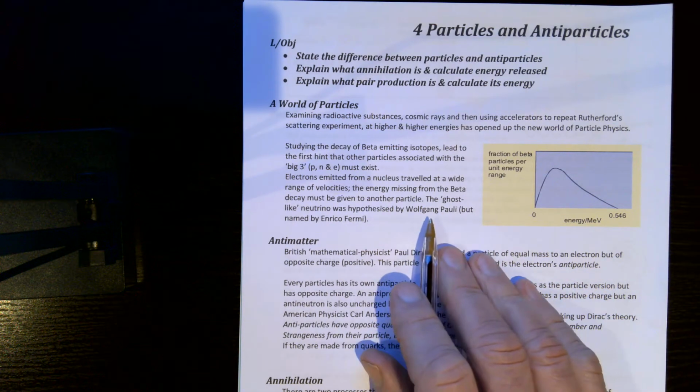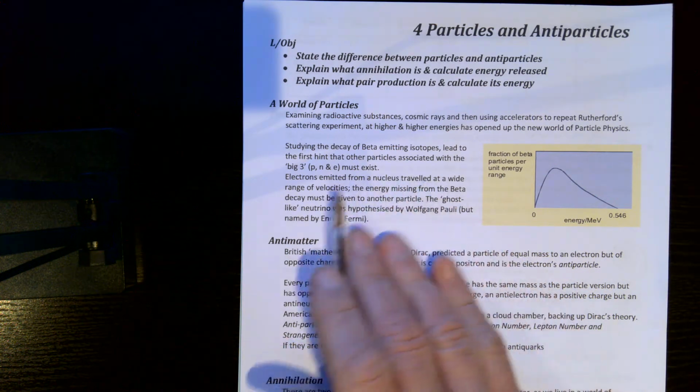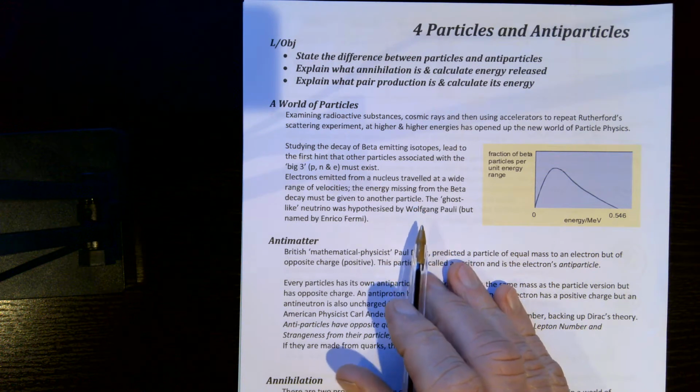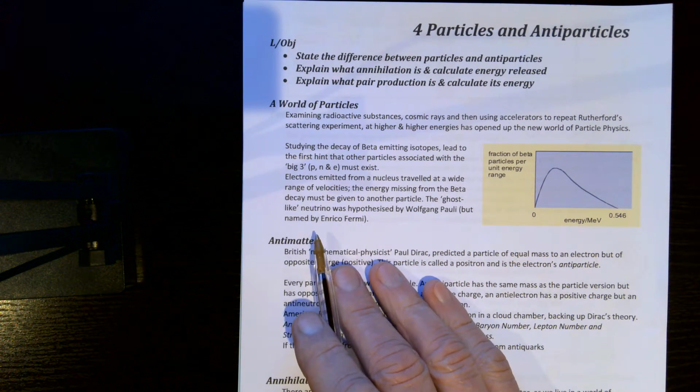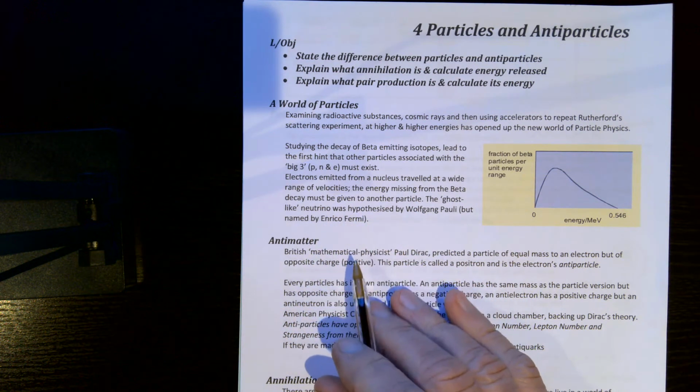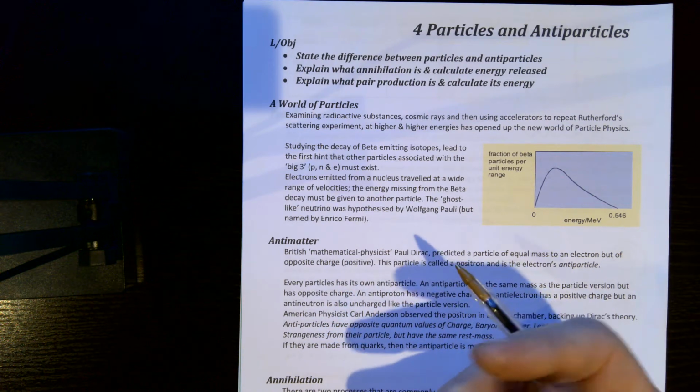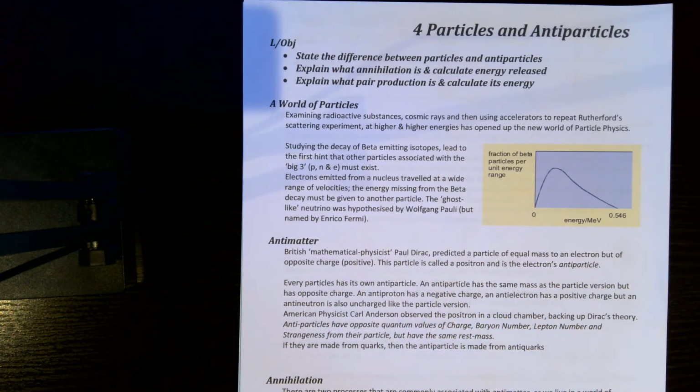So it's Wolfgang Pauli who came up with various other things as well, but he hypothesized that there were these ghost-like particles, and they were very small, very difficult to detect, because otherwise you would have picked them up with cloud chambers and Geiger counters and things like that. So really hard to detect.